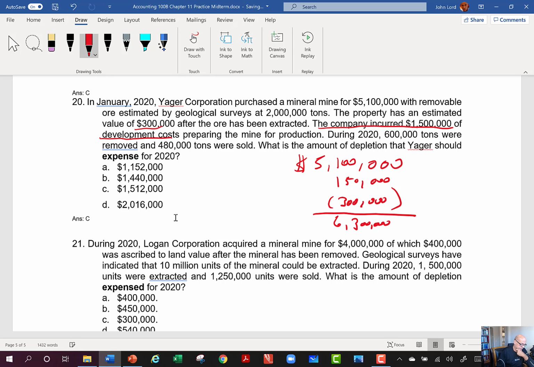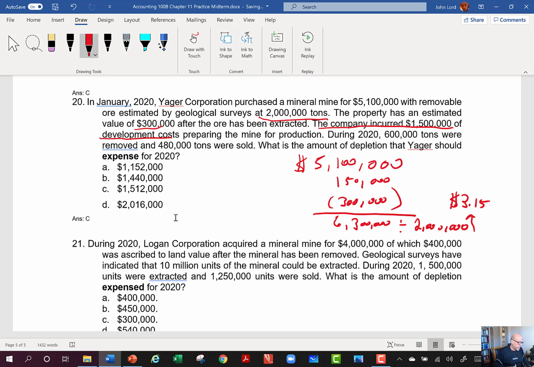So I do the math on that, and I get $6,300,000, and I divide that by the total amount of ore that they can get out of this, which is 2 million tons. For some reason, this sounds like a song to me. 2 million tons of ore. Sorry, guys, I won't sing to you too much. We've got this 2 million tons of ore. That means the cost per ton is what? $3.15.